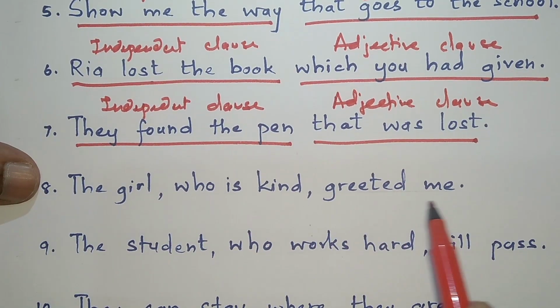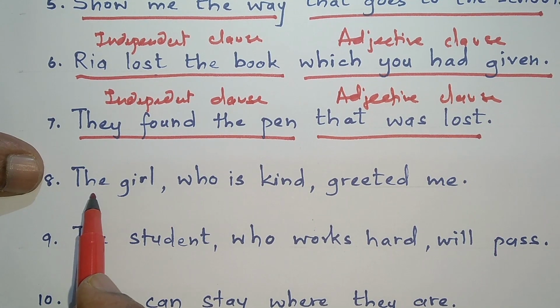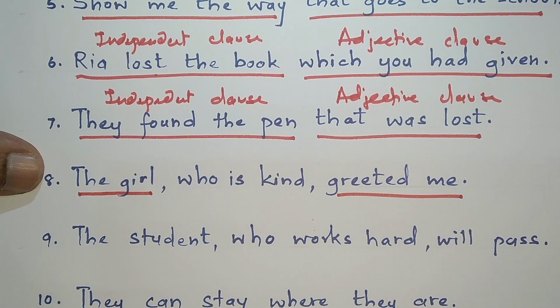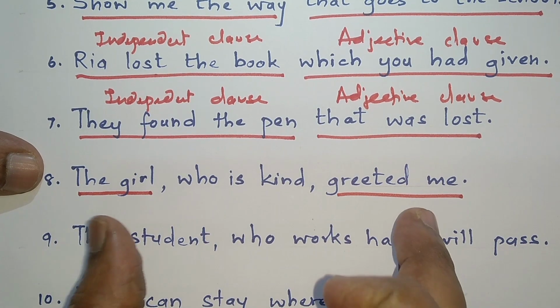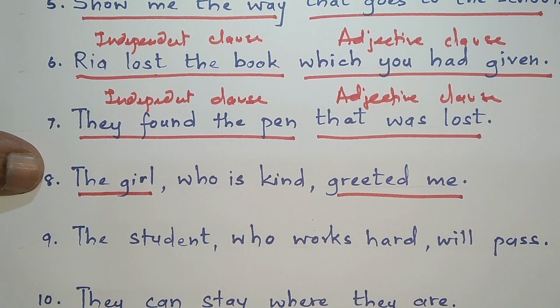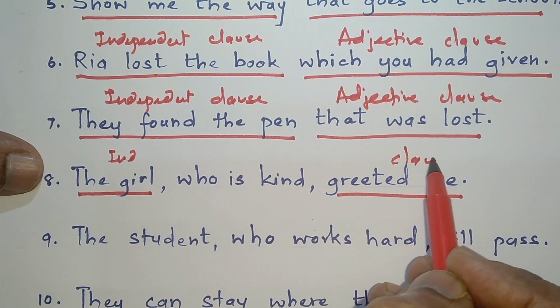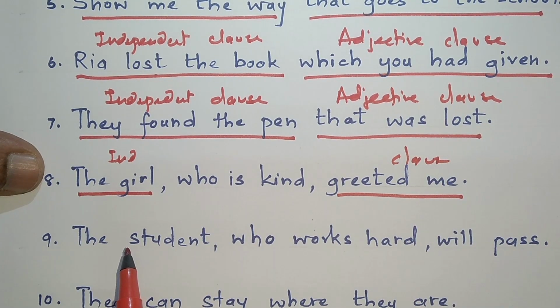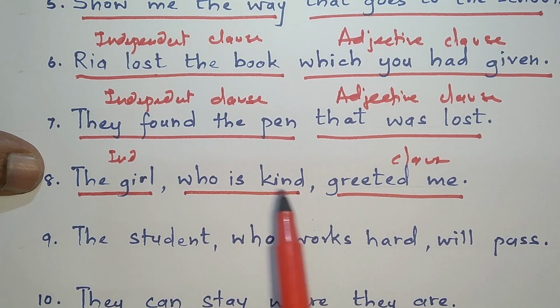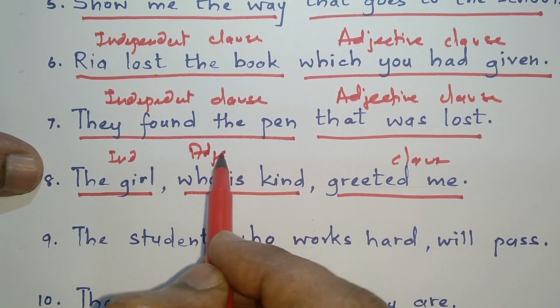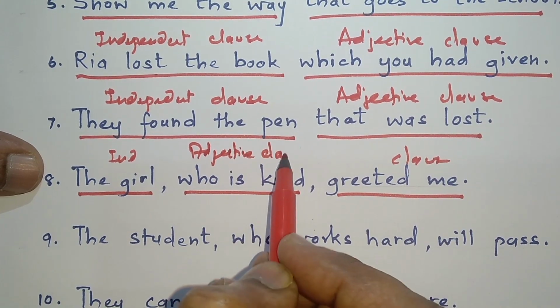The girl who is kind greeted me. Look at this sentence carefully. The girl greeted me is the main clause because this together makes sense on its own. The girl greeted me is the independent clause. Which girl greeted? Which girl? Who is kind. Your dependent clause is the answer, and therefore the dependent clause is the adjective clause.